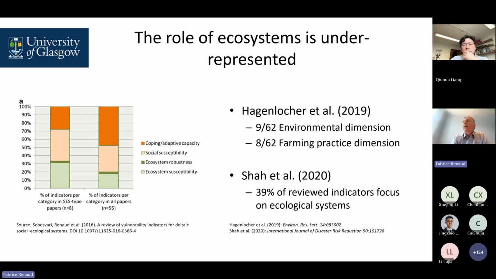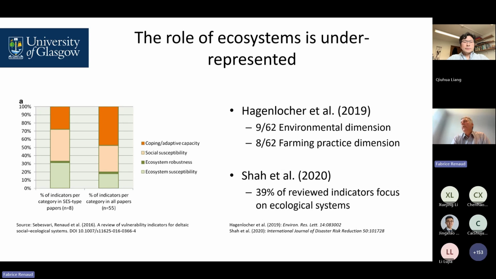Then Michael Hagenlocher and other colleagues in 2019 published a review also on drought and the indicators that are used to characterize risks related to drought. And you can see here that, again, a minority of indicators covered the environmental dimension, 9 out of 62 indicators that were in these reviewed papers. If you can add also perhaps 8 additional indicators that were linked to the farming practice dimensions, but they're not strictly purely environmental indicators.